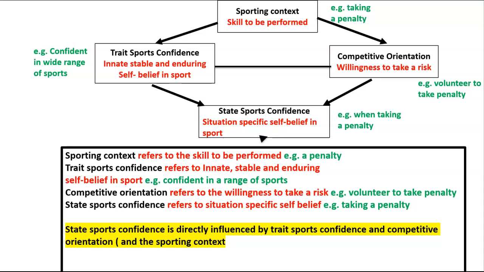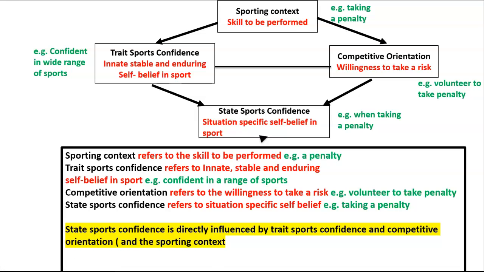Now, to really show you understand it, you should then give a positive application of what you've seen so far. If we put this into a positive application, what this means is if you have high trait sports confidence, your innate, stable, enduring, consistent confidence across situations is high, alongside the fact that you are someone who has high competitive orientation, you're willing to take a risk. If those two things align, that will mean that you're more likely, as you can see from the arrows going down here, to have a high state sports confidence.